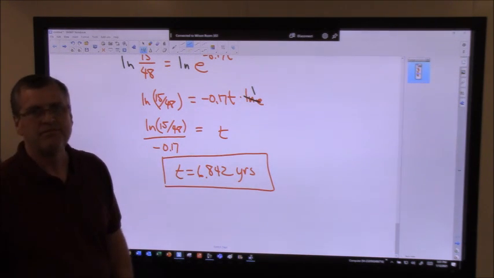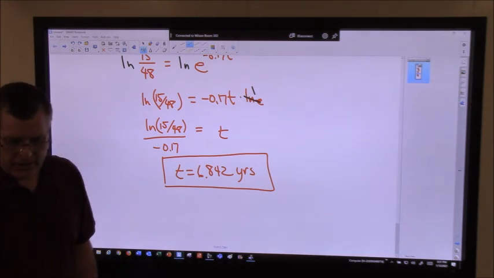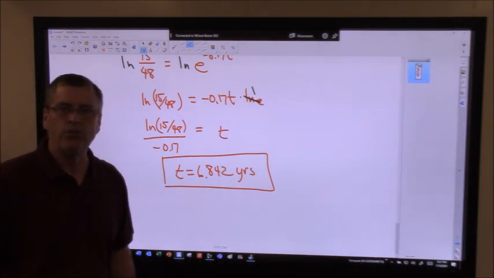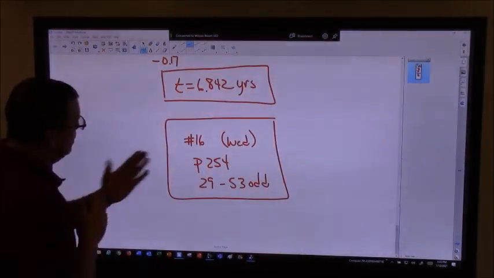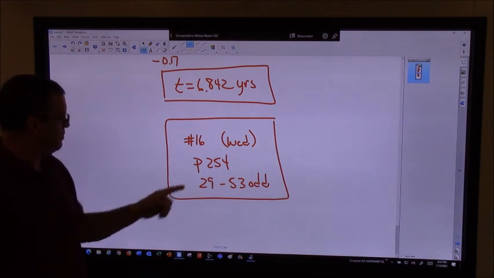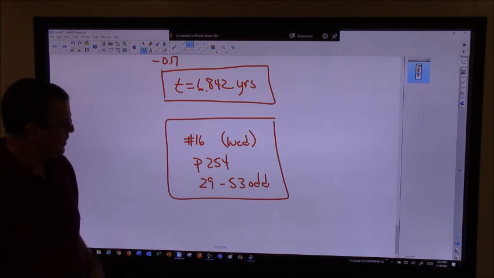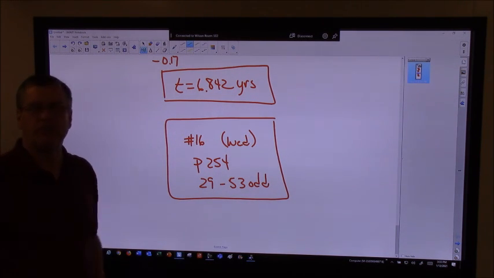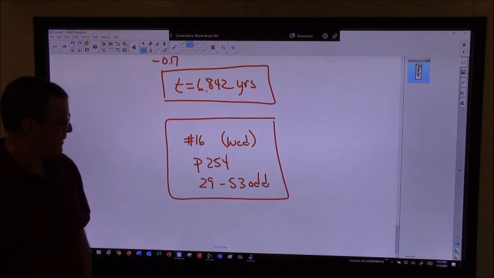All right, that's what we have for today. Let me get you guys a homework assignment. Still week 16. This is Wednesday's piece. We're on page 254. We're going to do 29 to 53 odd. I think there's about 12 problems in there.